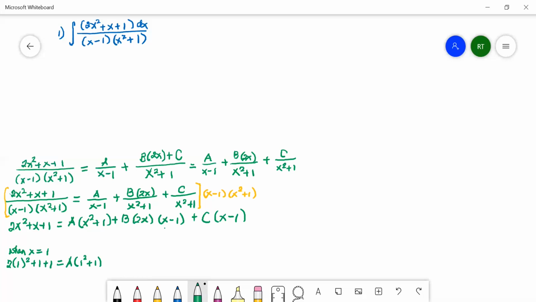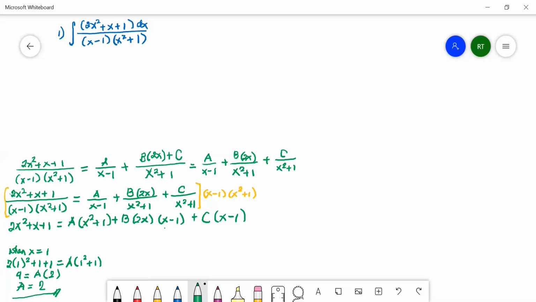So simplifying, we have 2 times 1 is 2 plus 1 plus 1, and that will give us 4 on the left member. And on the right member, we have A times 1 plus 1, which is 2. Therefore, if we solve for A, then A is equal to 4 divided by 2, which is 2. So we have the value of A here, which is equal to 2. Unfortunately, there are no more values of x that make the denominator 0.